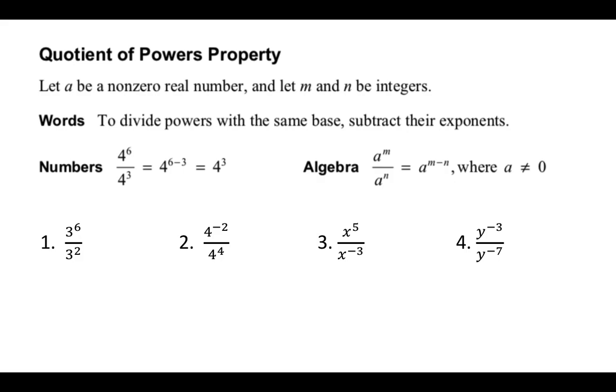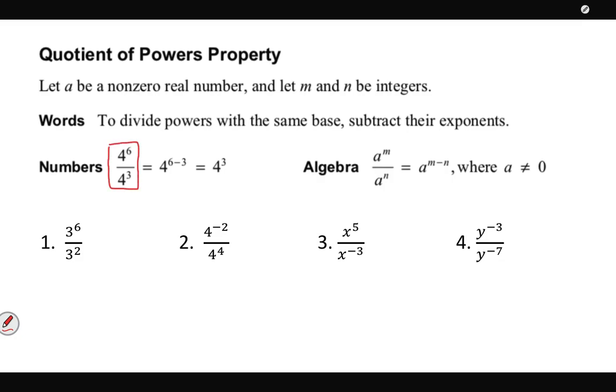So in words, to divide powers with the same base, we subtract their exponents, which kind of makes sense because when we multiplied powers that have the same base, we added the exponents. Now when we divide powers that have the same base, we're going to subtract the exponents. So in numbers, if I have 4 to the 6th divided by 4 to the 3rd, again, the base stays the same, and we just simply subtract the exponents. So in algebra, the base stays the same, and we subtract the exponents.